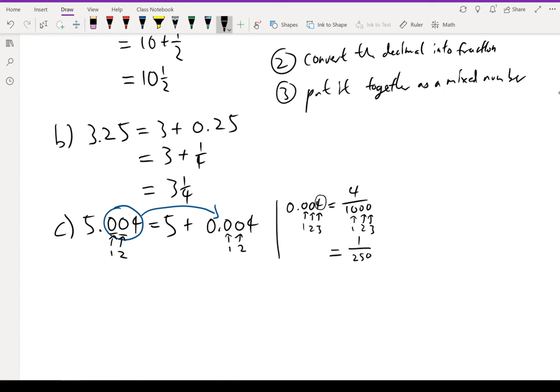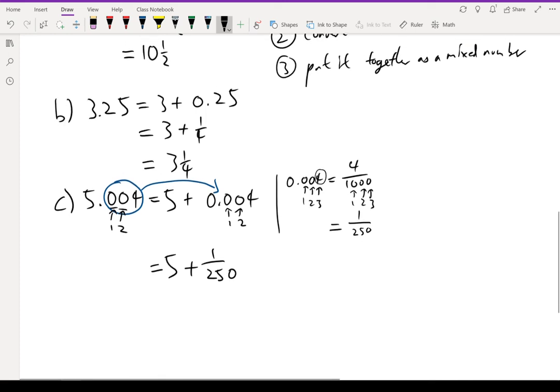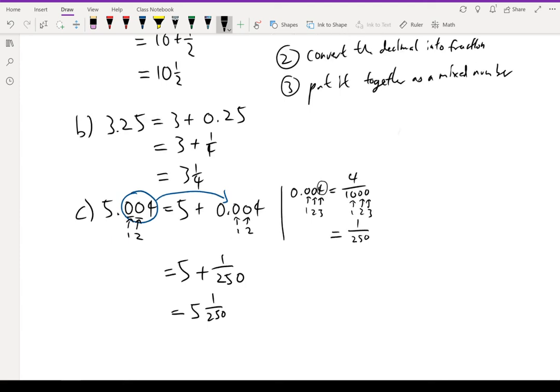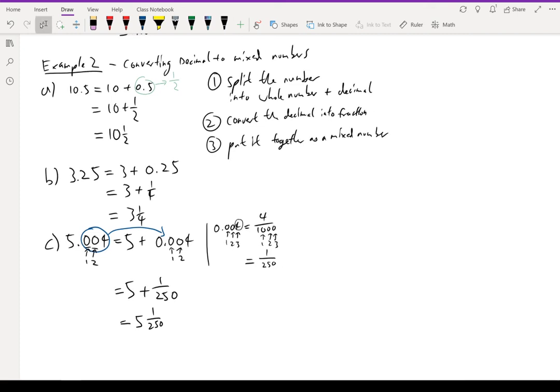So you can now go back to here. That is the same as 5 plus 1 over 250, and then you can put it together. That is 5 and 1 250th. So that is converting decimals into mixed numbers. And that's it for today's lesson.